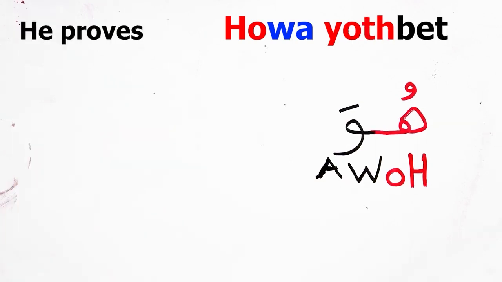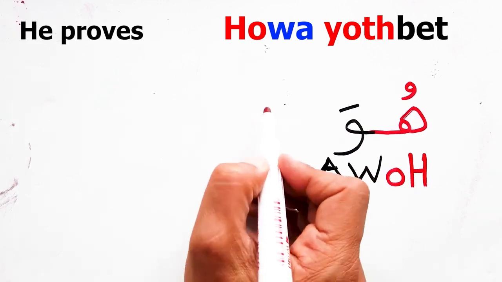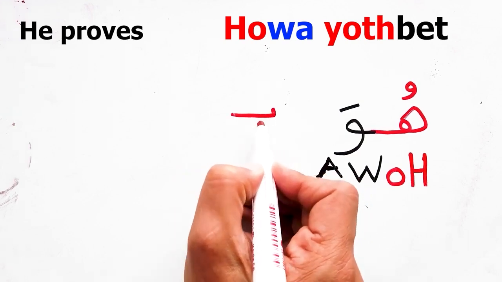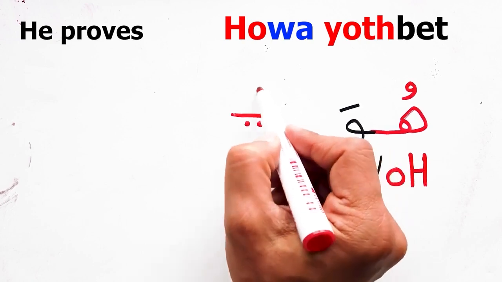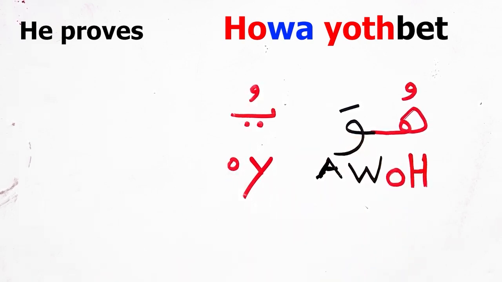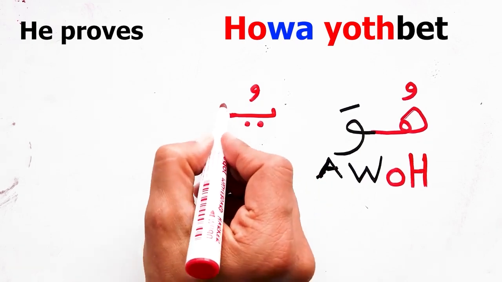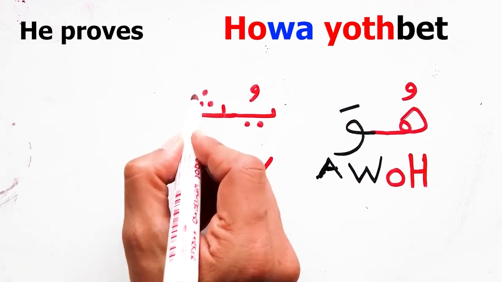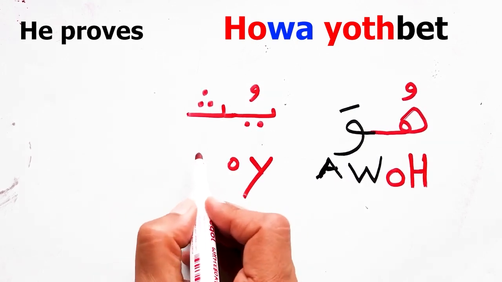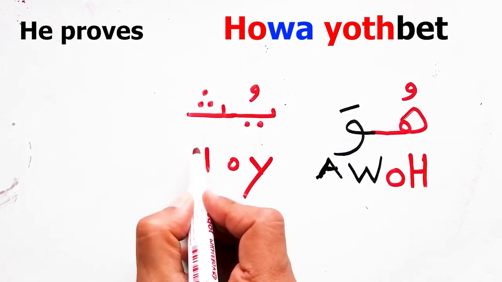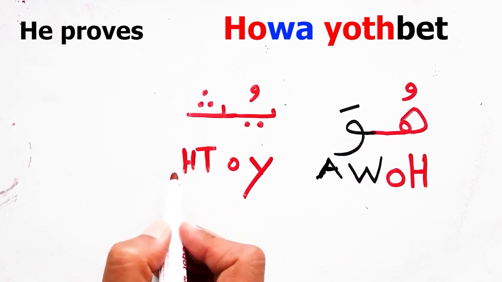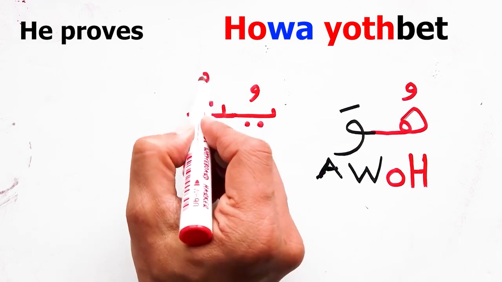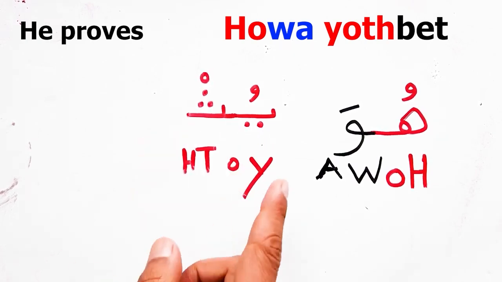هو يثبت. Yu. Again, the sound of Y. Yu. And the dhamma sounds like O. Yu. Yuth. The sound of TH in the word thank you. So let's write it like this. I'm gonna write the T and then the H after because I'm writing from the right to the left. Yuth. Let's add sukoon. Here is the end of the syllable. Yuth.